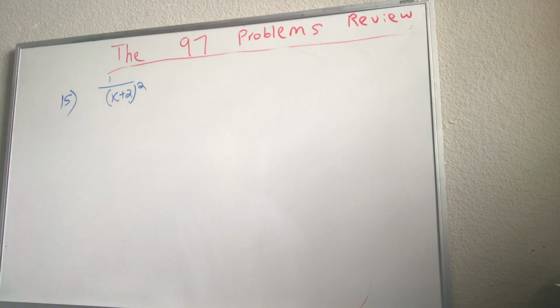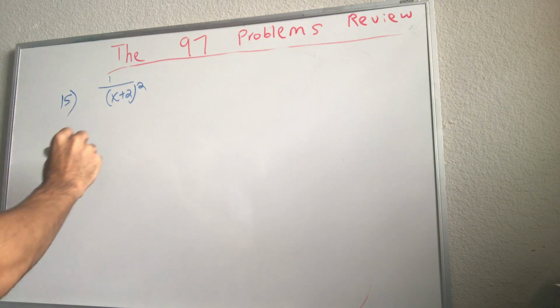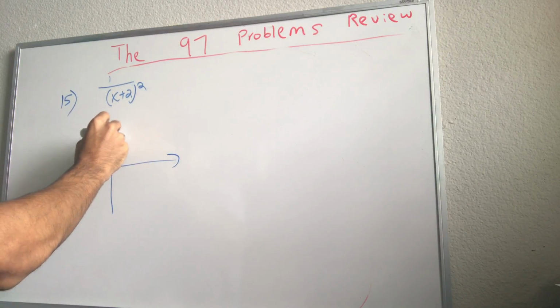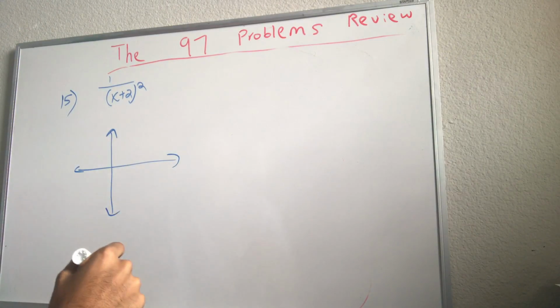So here is question number 15. It states that graph y is equal to 1 over (x plus 2) to the power of 2 here. So again, it's a rational function that we're looking at. So let's begin here. But again, even before we graph it, it's always better to look at the asymptotes.